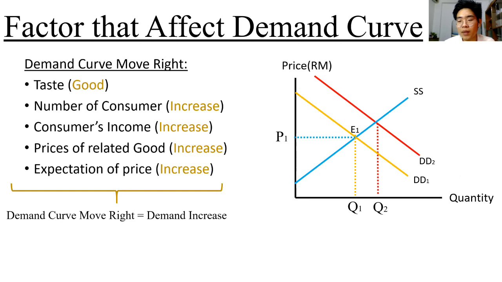While the quantity of demand will increase from Q1 to Q2, the price will also increase from P1 to P2. This situation will make the market equilibrium move from the point E1 to the point E2.